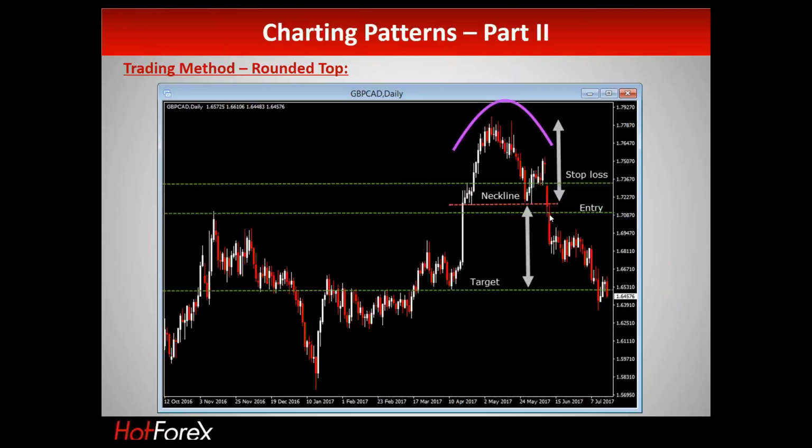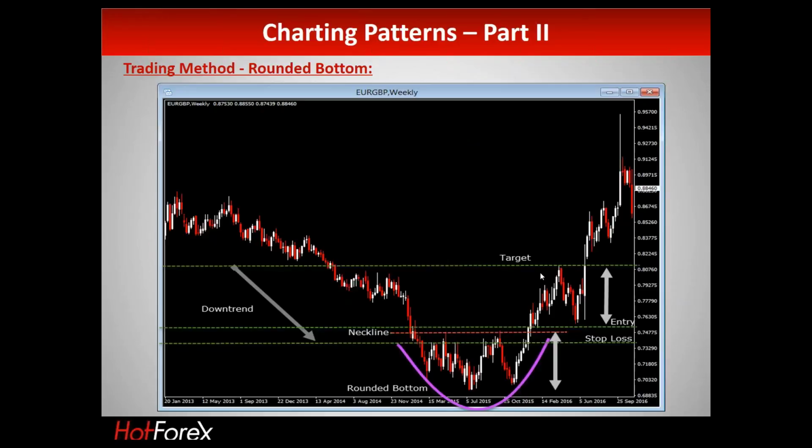You could enter the market once you confirm the short position with this second candle over here that was pushed by sellers very, very sharply down. Okay, I said the target is still at the same distance as the neckline and the high of the round top.